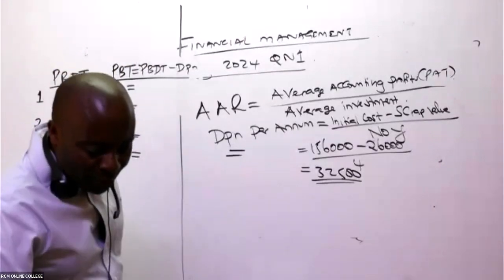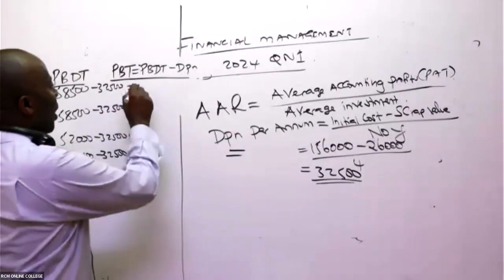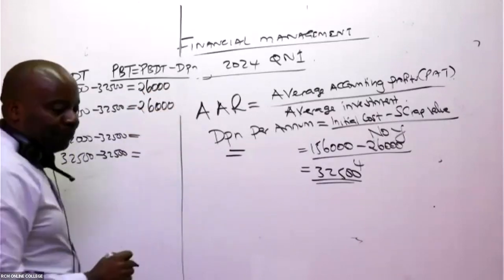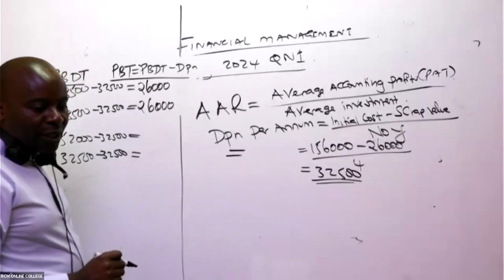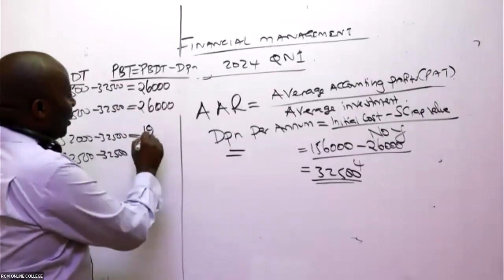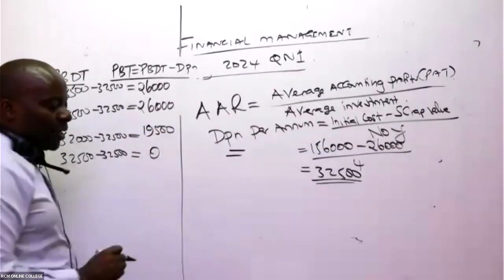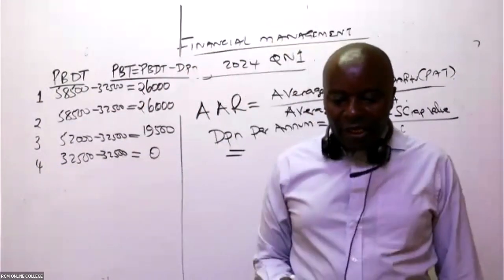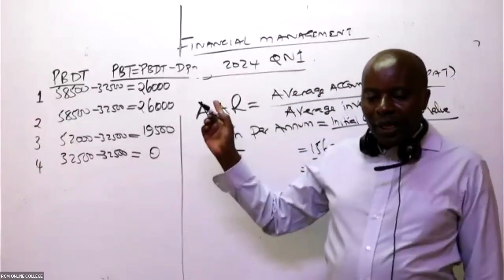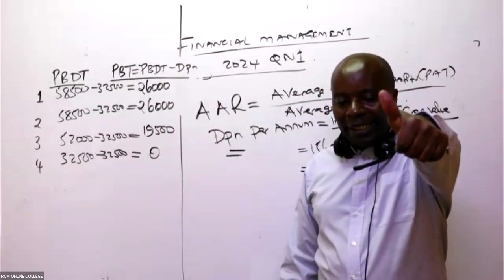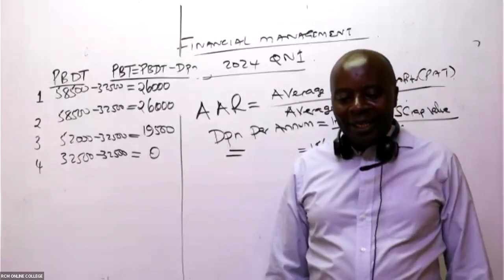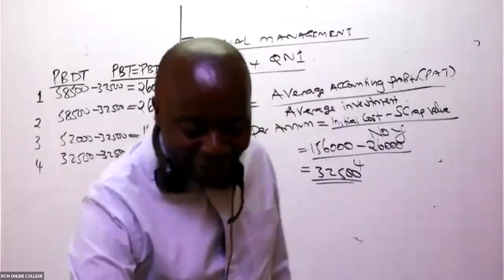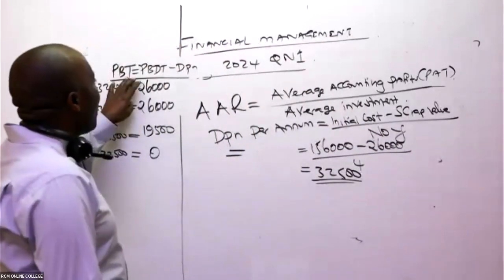So we are getting here 26,000. The first one is 26,000. The second one as well is 26,000. And then we have 19,500, and then we have a 0. Can somebody confirm these figures? Catherine has confirmed them. If they're okay, please put your thumbs up like a CPA FM ninja. So these are our now normal accounting profits.